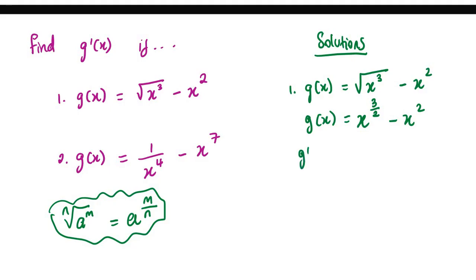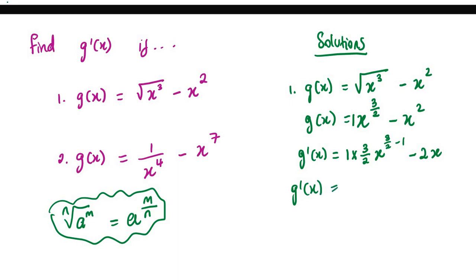That's where I'm going to write g prime of x, because now I'm applying the rules. The rule is that you multiply the coefficient and the exponent. So I'm going to multiply the 1 times the 3 over 2. And then I have to say the exponent minus 1, remember, 3 over 2 minus 1. And then here I have minus 1 times 2, which I can just write as minus 2, because minus 1 times 2 is minus 2. Then 2 minus 1 is 1.